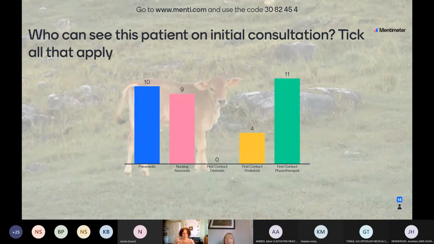Super. Again, a good spread, showing that there's a wide application of what people can do. And next slide, please, Rob.